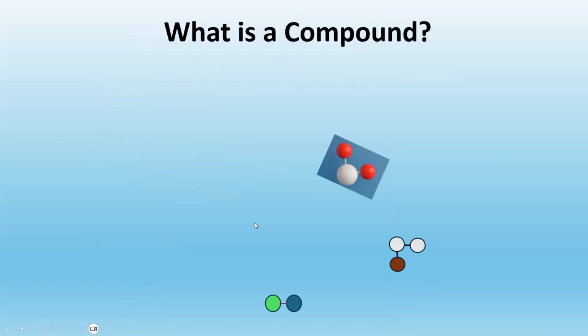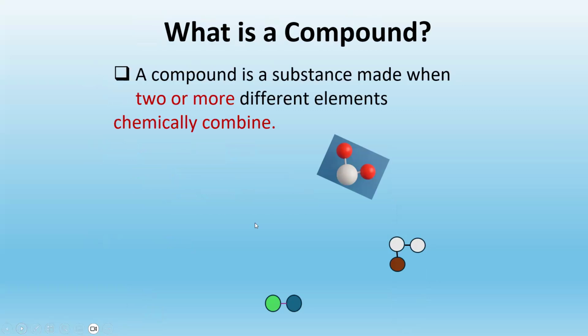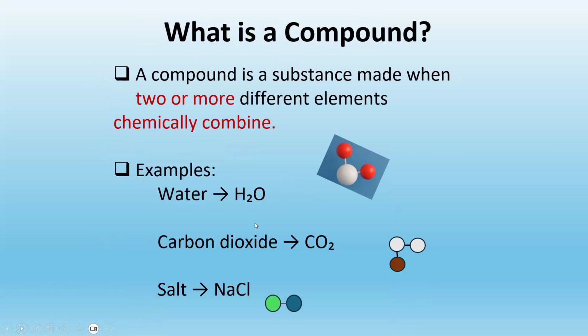Next is the compound. A compound forms when two or more different elements combine chemically. For example, water is made of hydrogen and oxygen. The chemical formula for water is H2O.